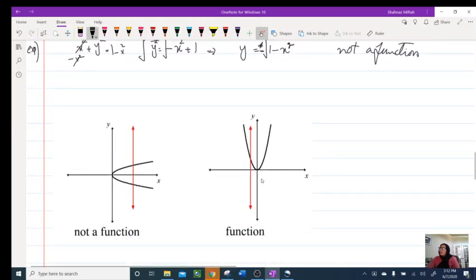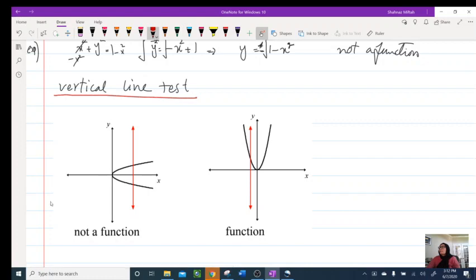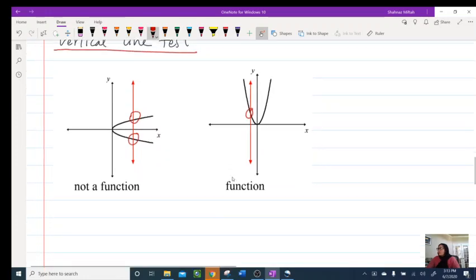If you have a graph, you're going to use the vertical line test. Vertical line test means if you have a graph, you are going to draw a vertical line anywhere on the graph. If it touches the graph twice, you see it touches here and it touches here, then it's not a function. If it touches just once, it's a function. This is very simple.